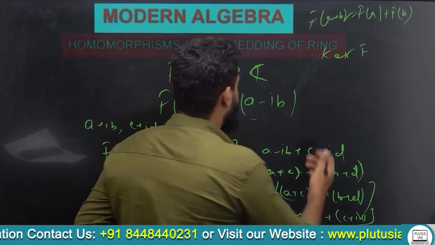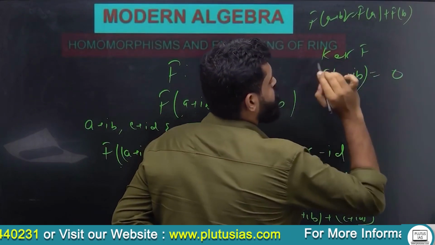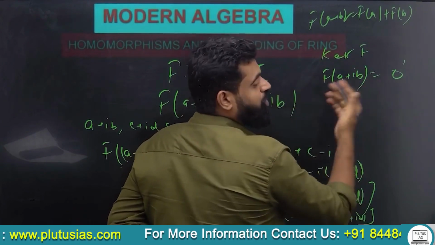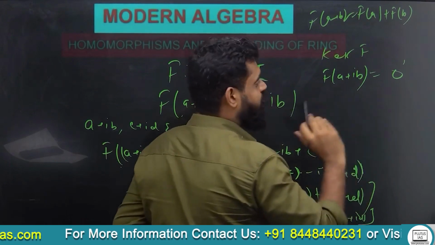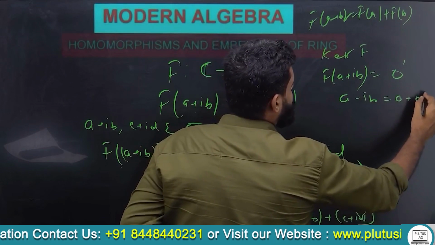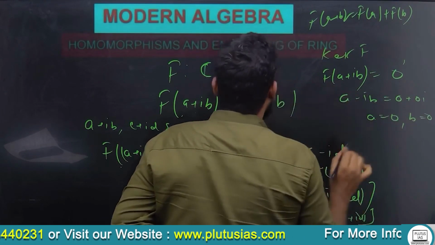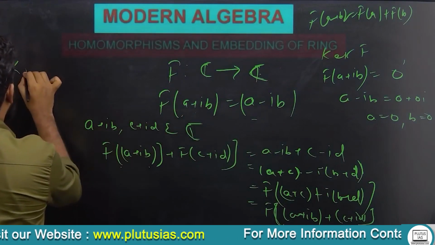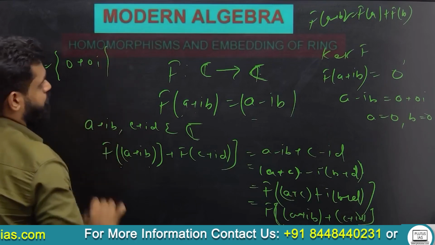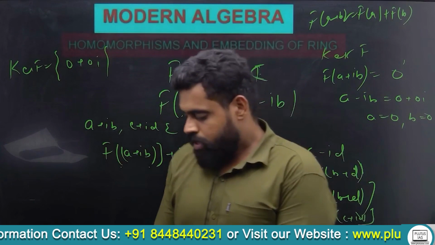So what do we do here? If I take f(a+ib) equal to 0 dash, in this case 0 will be 0 plus 0i. The identity element of the complex numbers is 0 plus 0i. This is a minus ib equal to 0 plus 0i. We see that a is equal to 0 and b equal to 0. So the kernel of f in this case would be only one element, that is 0 plus 0i. Okay, understood?